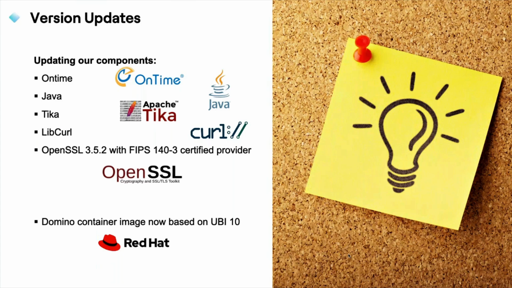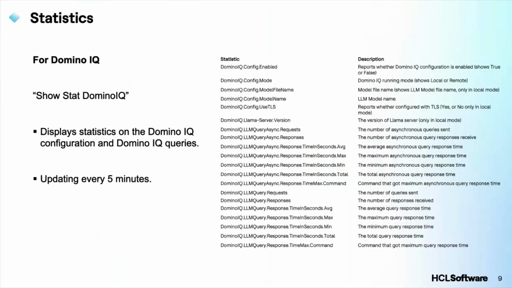Now let's talk about features. A small improvement we added to Domino is some statistics for the new AI feature, Domino IQ, where you can now see how your Domino IQ server is doing, what requests have been made, what the response time is, and so on. These numbers are now fed into the statistics engine of Domino, and you can receive them by doing a show stat Domino IQ or the specific statistic you're interested in.